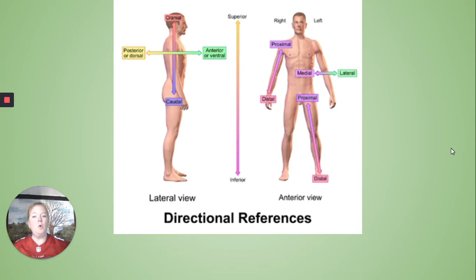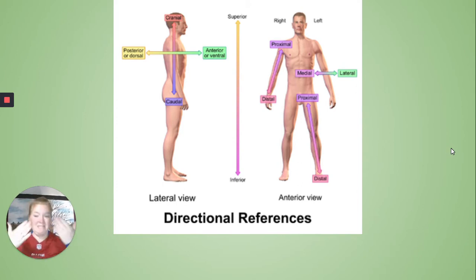Now we have a whole bunch of directional references. We hinted at a lot of them already, but we're going to go through them in a little bit more detail here. Superior means closer to the head. So the eyes are superior to the nose. The chin is superior to the shoulders. Inferior means closer to the feet. The mouth is inferior to the nose. The sternum is inferior to the forehead.